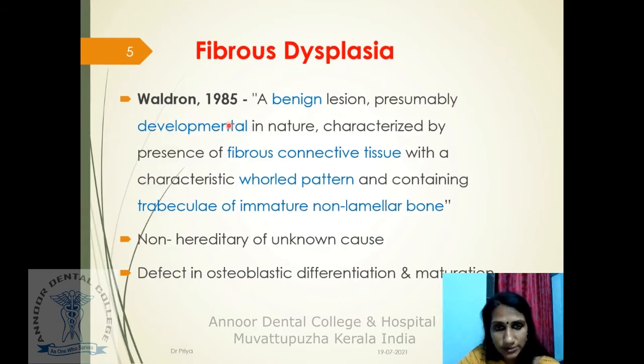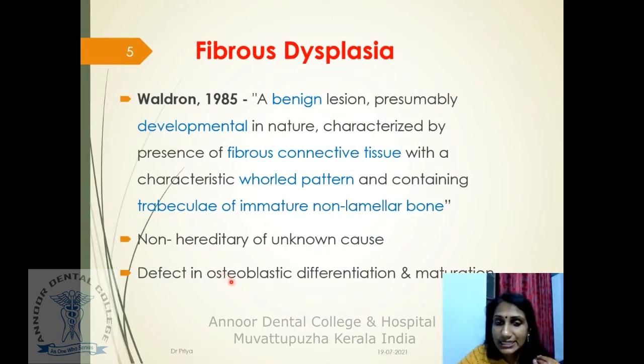It's a benign lesion, developmental in nature, and in histology, you will see a fibrous connective tissue which is arranged in a whorl pattern, and along with the fibrous tissue, that is your connective tissue, you will have trabeculae of immature non-lamellar bone, that is woven bone. Now this is basically non-hereditary of unknown cause. So the causative factor for fibrous dysplasia is not known, and it is a non-hereditary disorder.